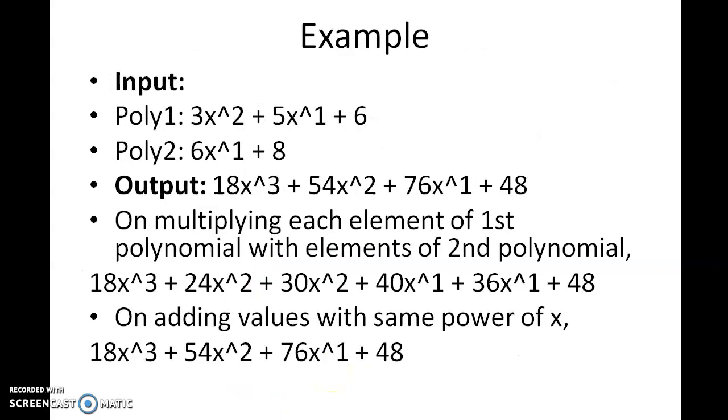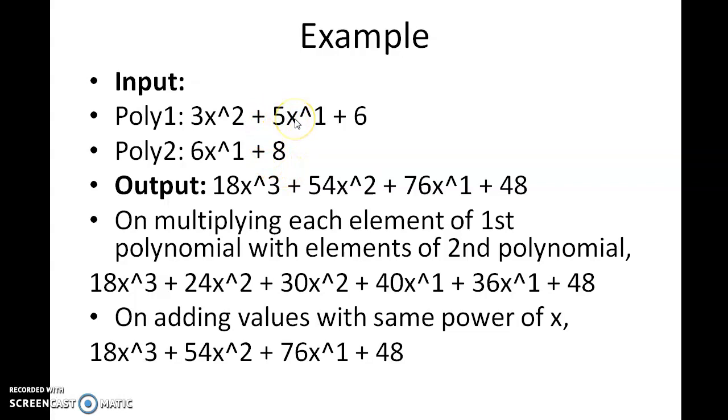So now we'll take an example and we'll see how this polynomial multiplication is done. As an example, consider that the first polynomial is 3x square plus 5x plus 6, and the second polynomial is 6x plus 8. Generally, we multiply 3x power 2 with the second polynomial. So 3 into 6, 18x cube. That is, the coefficients are multiplied and the exponents are added. Then 3x square into 8, we are getting 24x square.